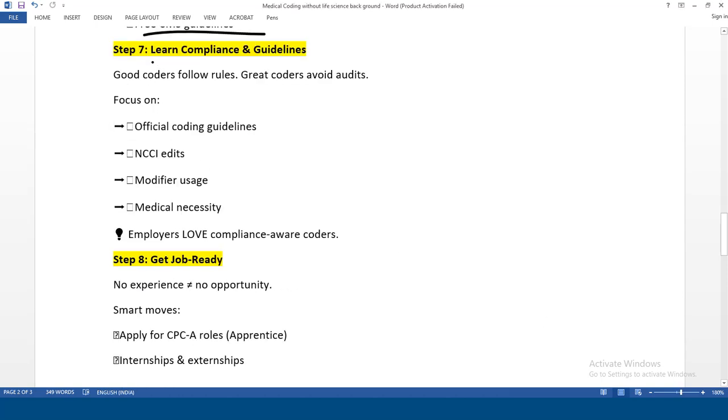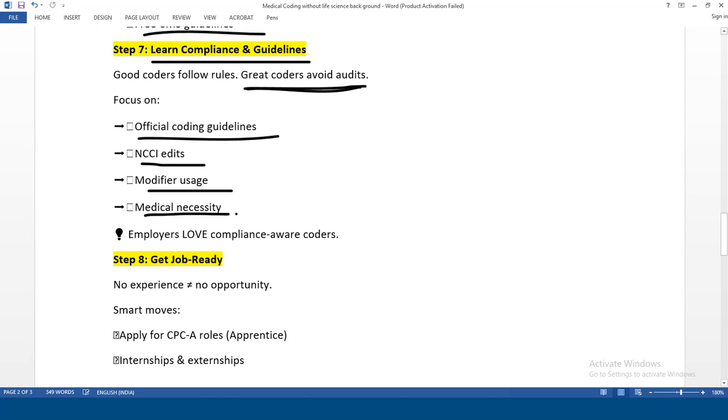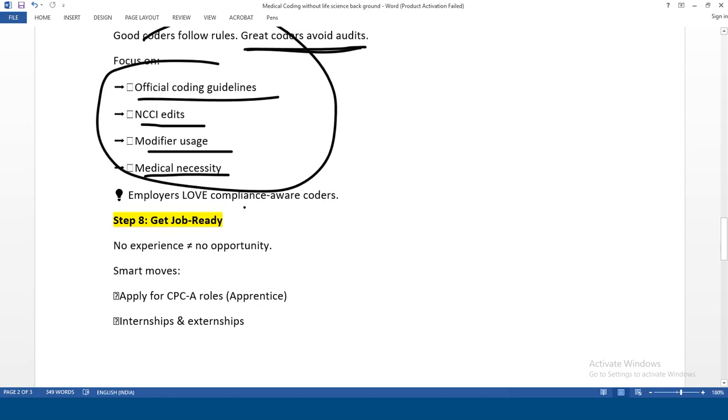Next, you need to follow compliance and guidelines. The basic truth is good coders follow rules, great coders avoid audits. Why do they avoid audits? Because they master the rules. If you want to avoid audits, you need to master official coding guidelines, NCCI edits, modifier usage, and medical necessity. You don't need to worry, all these videos are created on our YouTube channel FastCoder 21. Employers love compliance-aware coders. If you know the compliance-related topics in medical coding, employers will love you.